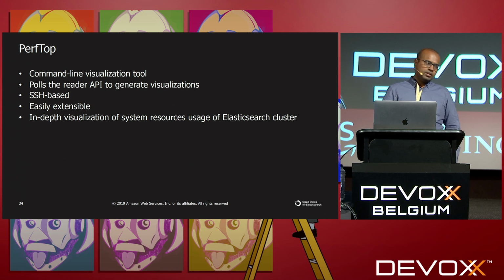Finally, PerfTop. This is a Node.js component which runs on the client. You can install it, and it's SSH based. It's easily extensible. We have a JSON format where you can specify what all the panels are, the size of each panel, and where they are located. It supports different graphs like bar graphs and line graphs, etc.